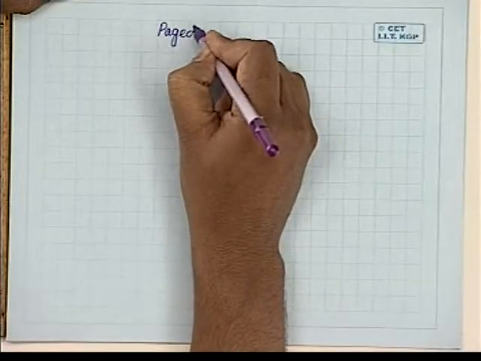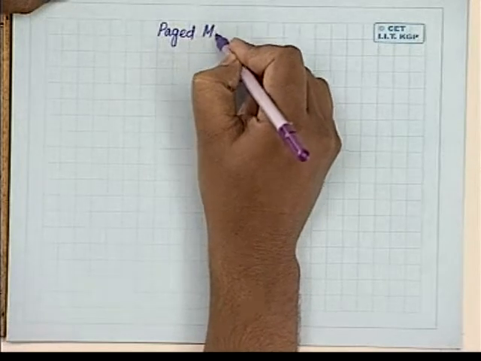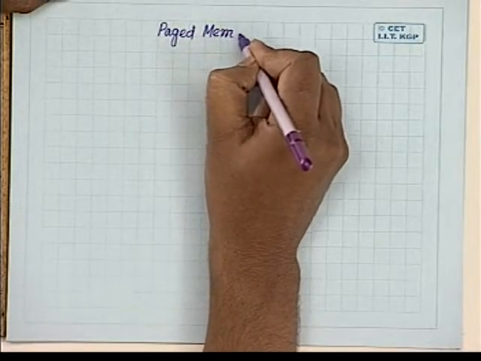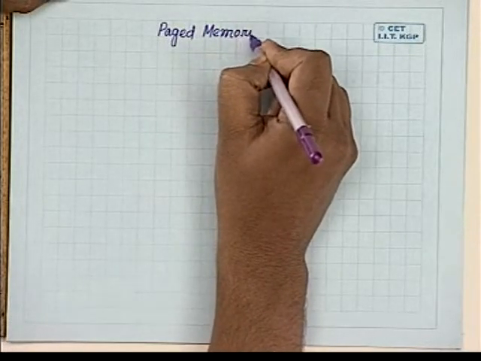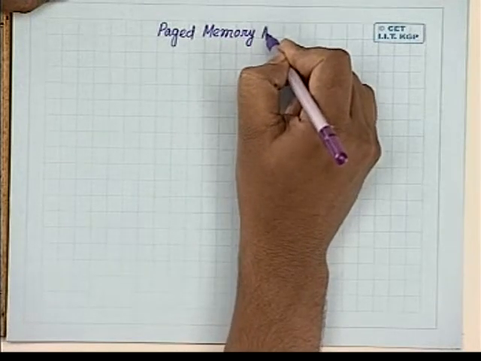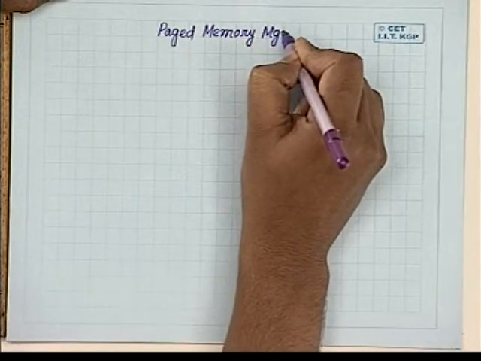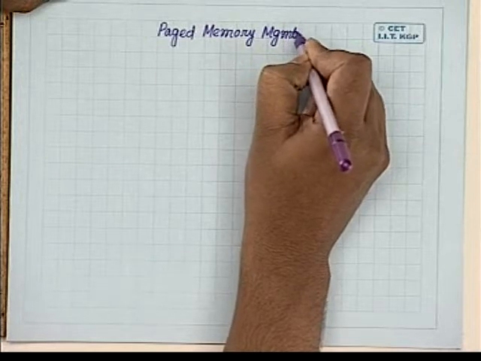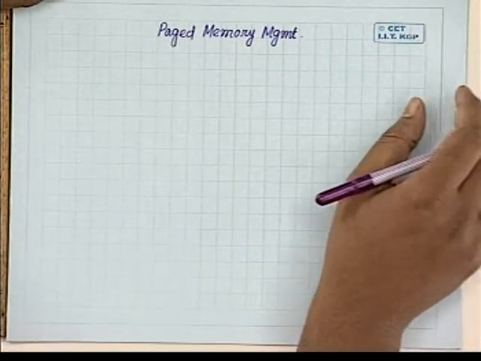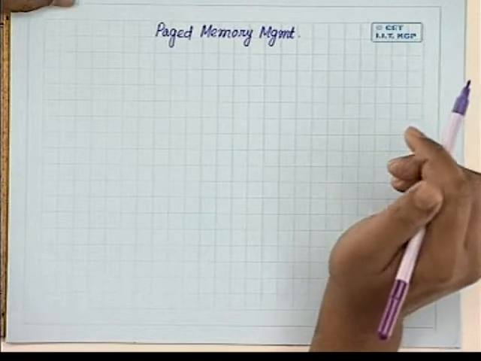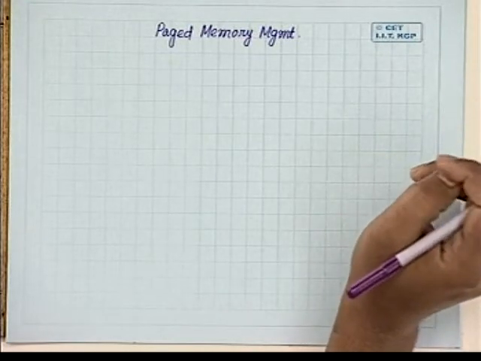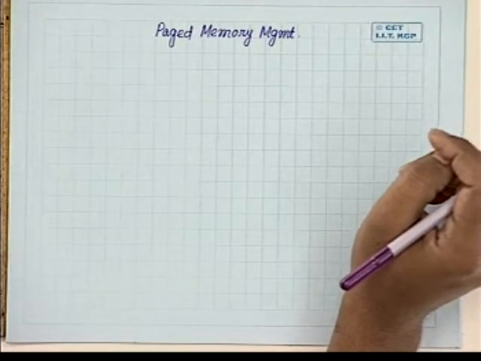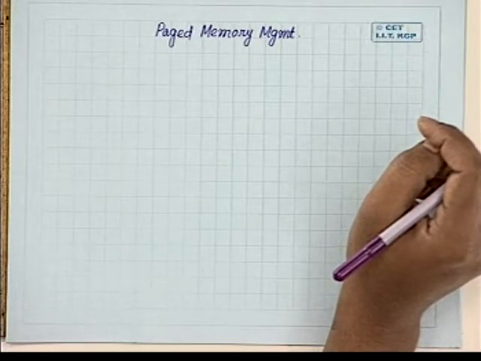Okay, in the last class, we were talking about paged memory management, and we have seen that in paged memory management, the logical address space of a job is divided into a number of pages where every page is of equal size, and the main memory is also divided into a number of partitions of the same size, where the partitions in the main memory are called frames.